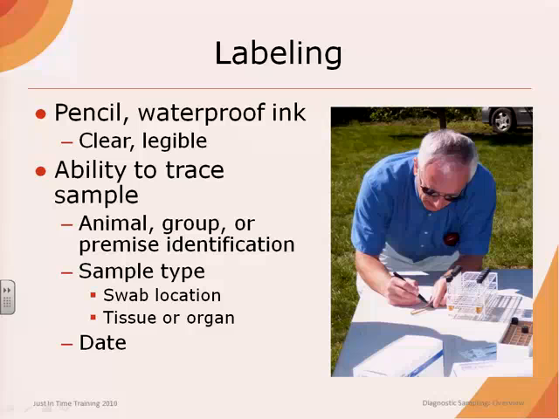When a variety of sample types are taken, such as swabs from multiple locations or tissue samples from more than one organ, the label should clearly identify the origin of the sample. The date the sample was taken should also be included on the label. A sheet may be included with a group of samples from a single premises to aid in matching the samples with the animal, pen, or group number, and to add additional information such as sex or age of the animal.